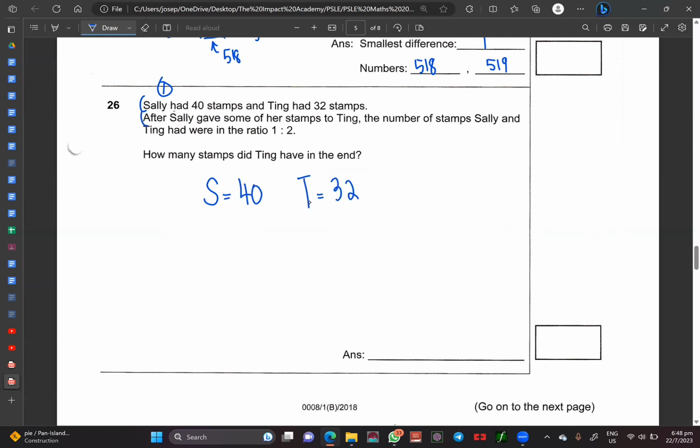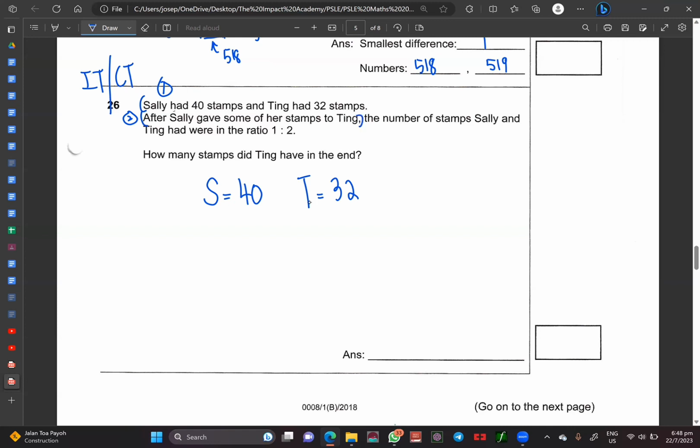Now, when I see sentence number 2, I realize that Sally is giving to Ting. The first concept that comes to my mind when it comes to this is internal transfer, because I know Sally is giving to Ting. So this is what? Exchange between them, right? So if I know that this is internal transfer, I must also remember that that means the total doesn't change.